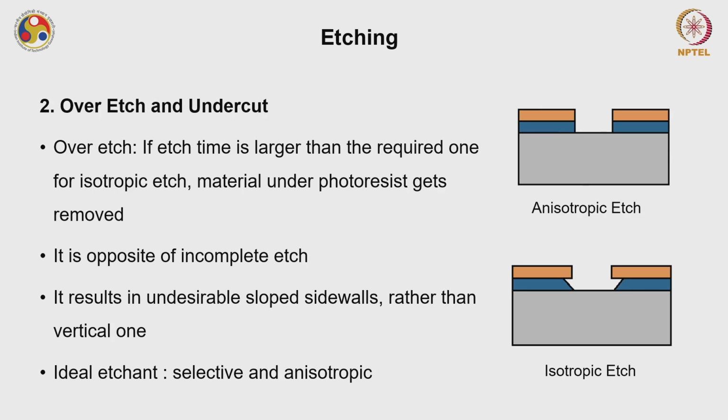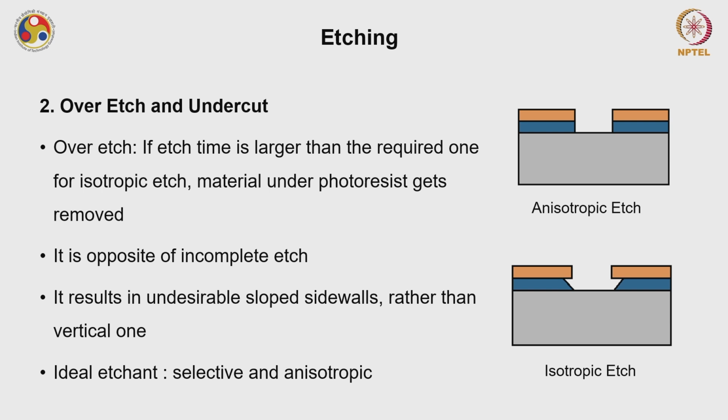Then last time we were seeing the over etch and undercut. Let's see what it is. If etch time is larger than the required one for isotropic etch, material under the photoresist gets removed. Of course you do not want it, but this can happen, because you have given an etch time much larger than the required one. So it is just opposite to incomplete etch. In incomplete etch you were not able to etch down the film completely.